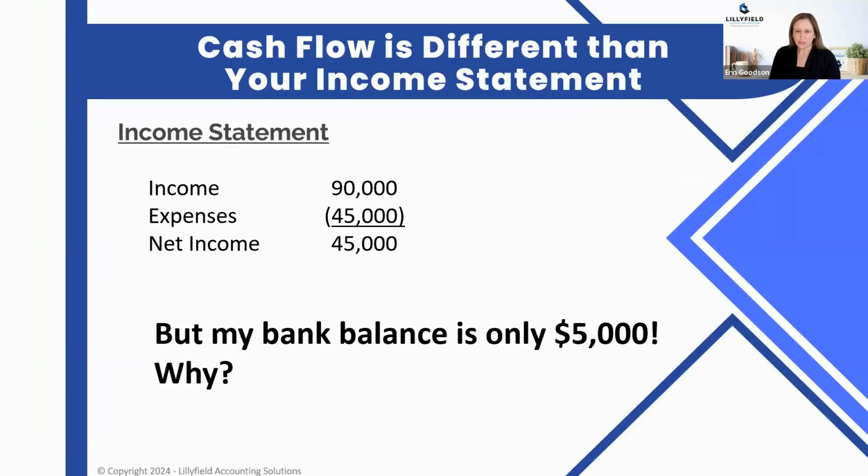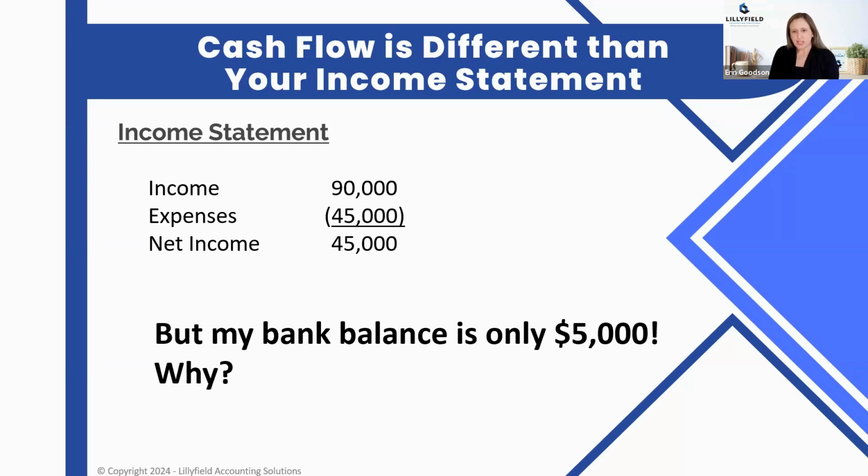And let's talk about how your cash flow is different from your profit and loss statement. When you see that profit and loss statement, and you see here we've got an example of net income of $45,000, we're thinking, great, that's awesome, right? Got a good profit margin going on. Income of $90,000, expenses of $45,000. So high profit margin, $45,000 of net income.